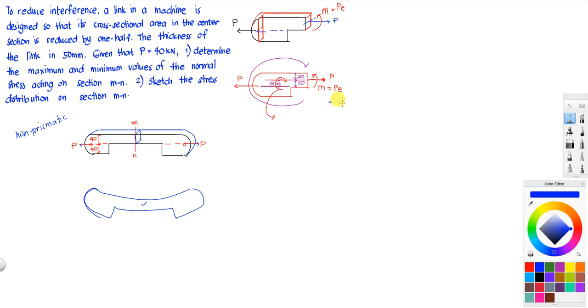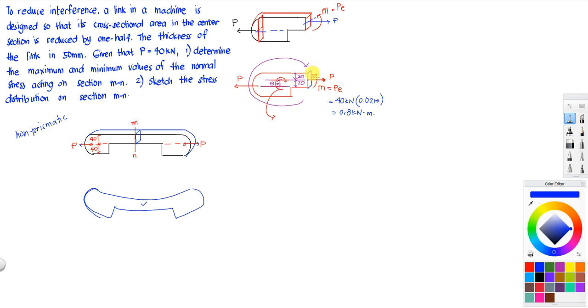So, to solve for that moment, that is just equal to P. Ano yung P natin? 40 kilonewton. And then, para maging kilonewton meter, gawin kong meter, 0.02 meters. Ilan yung eccentricity niyan? 40 times 0.02. So, that is equal to 0.8 kilonewton meter. So now, meron ka na nito. Check natin yung cross-section.